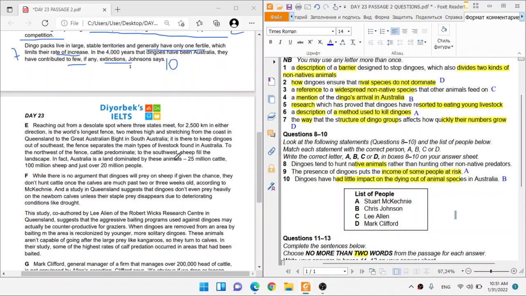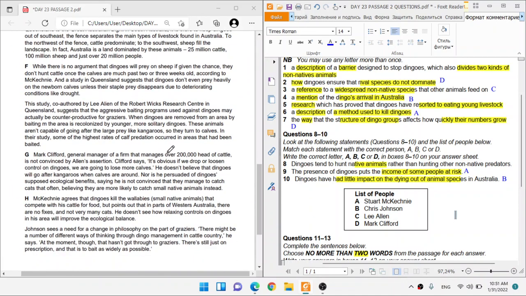So, all right. Oh, there are too many paragraphs.